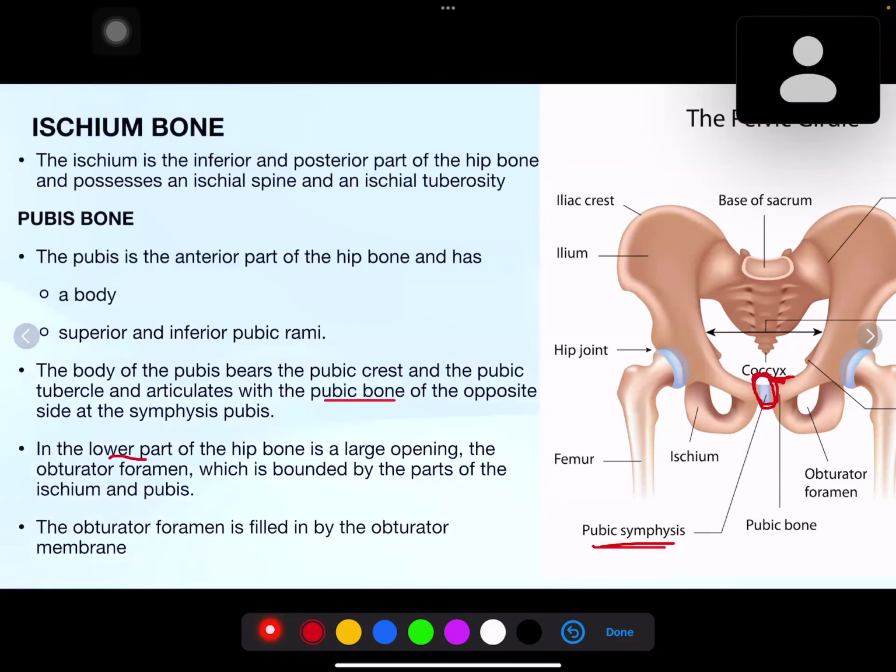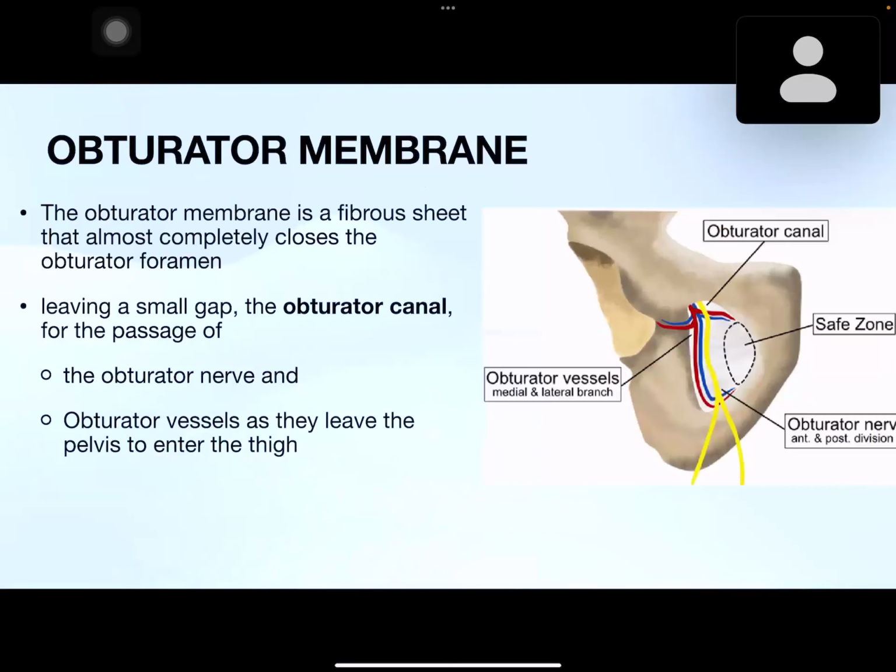Okay, so in the lower part of the hip bone, see, this is the lower part, and here what is there? This is called the obturator. There's a large opening called the obturator foramen, and it is bounded by parts. Both the ischium is making the boundary of this obturator foramen and also the pubis. This obturator foramen is filled by the obturator membrane. And what passes through the obturator foramen will be the obturator vessels and nerve in the obturator canal. I'll be discussing it later.